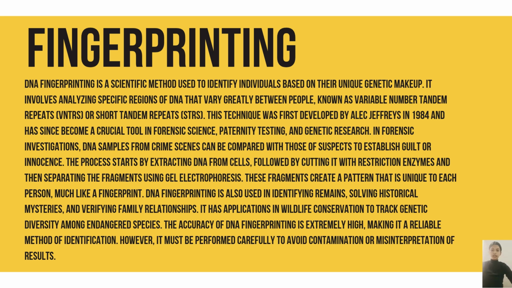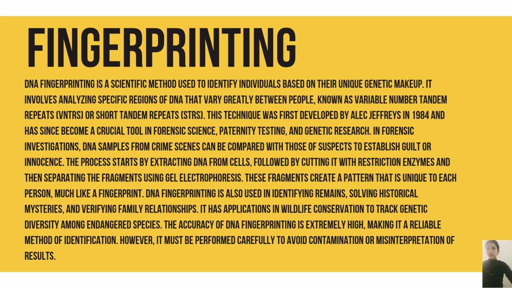Now let's see about DNA fingerprinting. Fingerprinting is a scientific method used to identify individuals based on their unique genetic makeup. It involves analyzing specific regions of DNA that vary greatly between people, known as variable number tandem repeats and short tandem repeats. This technique was first developed by Alec Jeffreys in 1984 and has since become a crucial tool in forensic science, paternity testing, and genetic research.